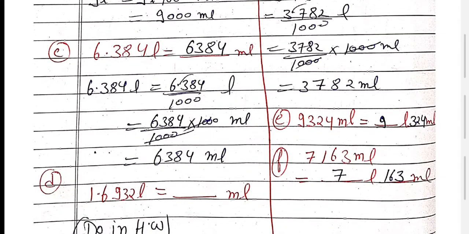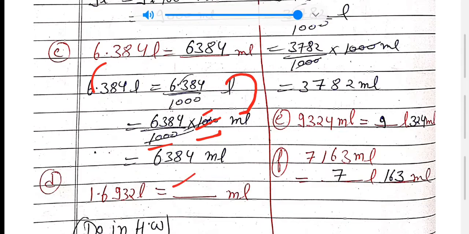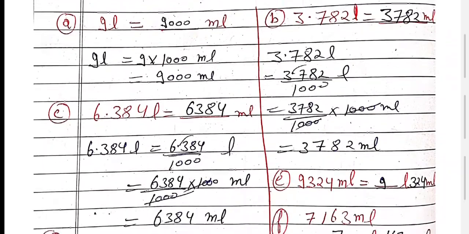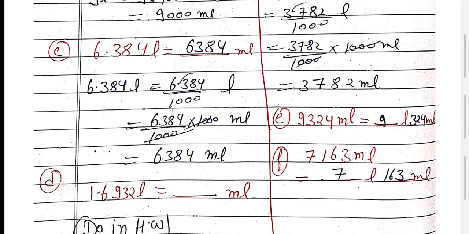Now come to the C part. The C part is also the same as the B part. First you remove the decimal and put the zeros. So you get 1000 on the downside. When you convert liter into milliliter, you have to multiply by 1000. They are both the same, so they cut. And your answer is 6384 milliliter. Now come to the D part. This is the same one also, so you have to do it as homework. And for the E part, you have to write 9324 milliliter.